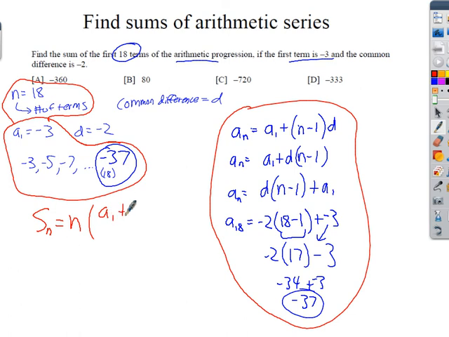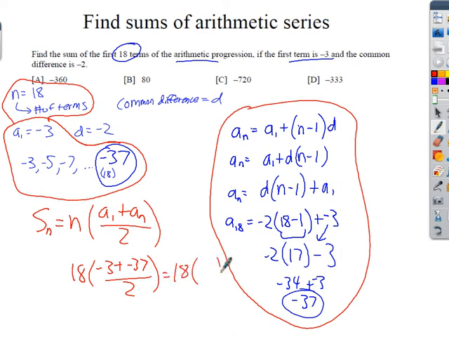Alright, so n, there were 18 terms, and the first term was -3, the last term was -37. We get an average of those. So -3 plus -37 is equal to -40, so this is going to be 18 times -40 divided by 2. Alright, -40 divided by 2 comes out to -20, and we're going to multiply that times 18. I believe that comes out to -360, and that's it. That's all. You can do the stuff with the calculator if you need to. -360. Whew. A two-step deal.